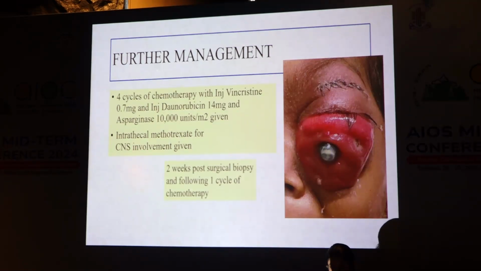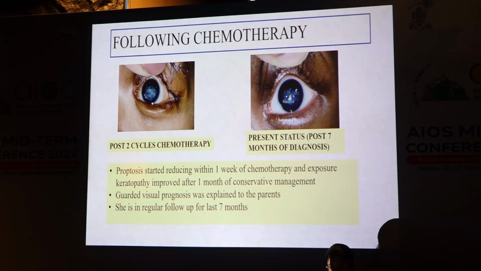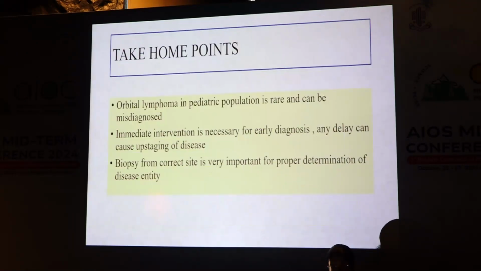This is the picture 2 weeks post surgical biopsy and following 1 cycle of chemotherapy. So the proptosis started reducing within 1 week of chemotherapy, and exposure keratopathy improved after 1 month of conservative management. Guarded vision prognosis was explained to the parents. She is in regular follow-up for last 7 months.